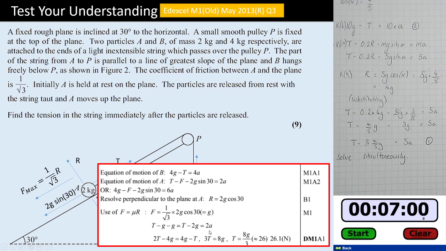So using that frictional force back in our equation of motion for A, we have T, subtract g from our frictional force, subtract 2g sine 30. Sine 30 is a half, so that just comes out being take away g. So T take away 2g is equal to 2a. It's at that point that we then look to solve our equations simultaneously, and to find out our value of T.